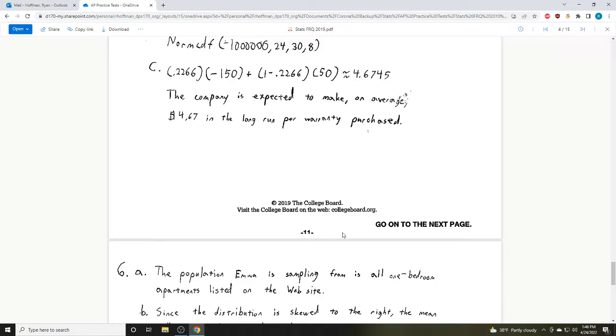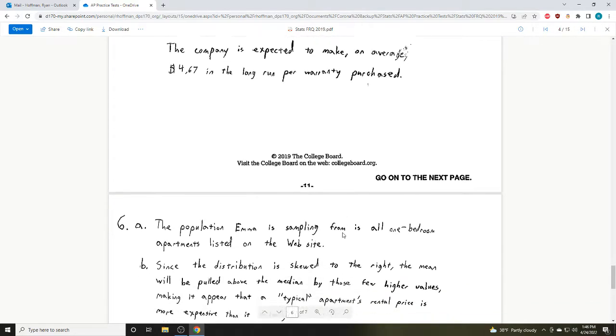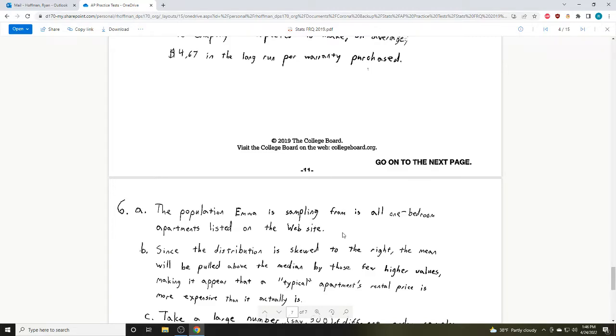Then over on part B, it gave you that distribution and said the typical amount. It asked you to explain why the mean is a bad idea, and it's specifically because the mean is going to be pulled above the median. Mean gets pulled in the direction of skewness when we have a skewed distribution. So those small amounts of very high values are going to push that mean upward, which makes the typical apartment price look more than it actually is.